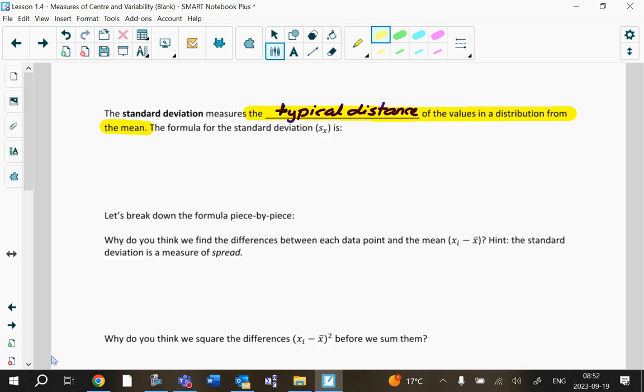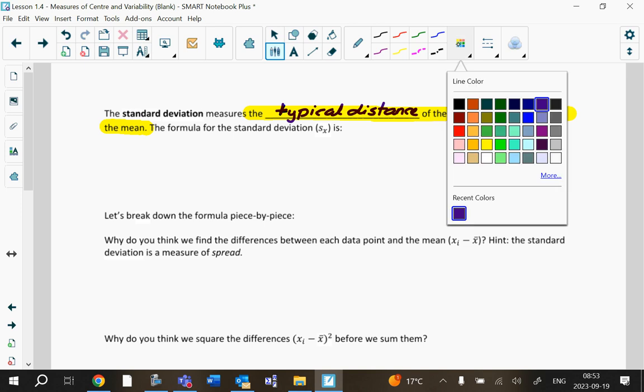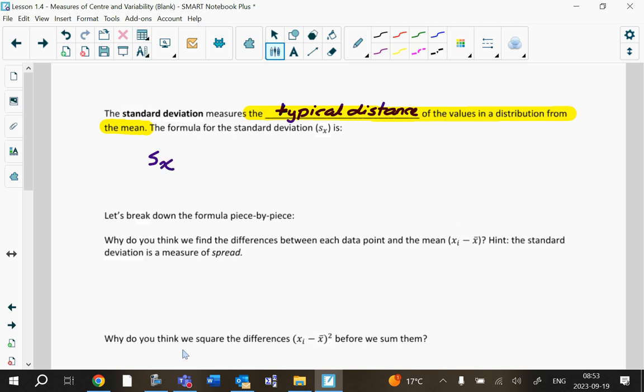The formula, and again, this is a formula you're going to get, but it will automatically calculate it for you on a graphing calculator. Okay, but I'm still going to show you the formula. So we use a little s of x. And what we're going to do is find the typical distance of each value from the mean. So we're going to take each value and subtract the mean, which we're going to have to calculate.